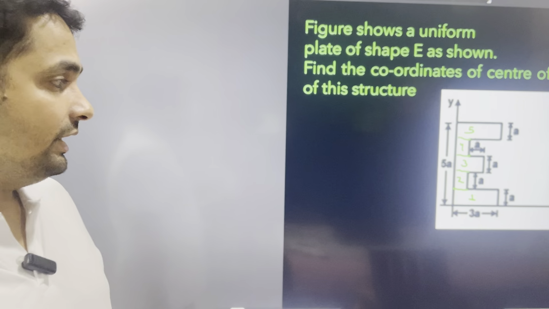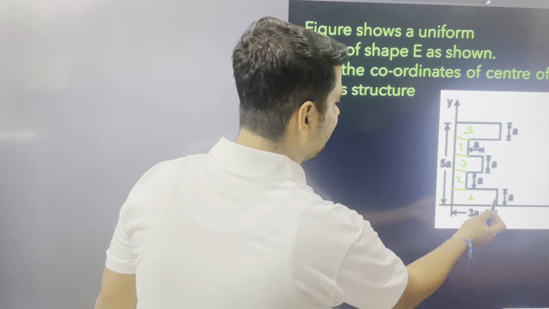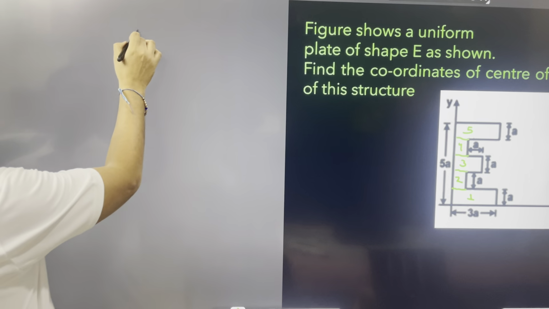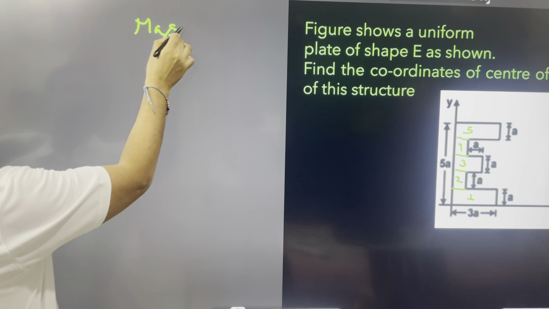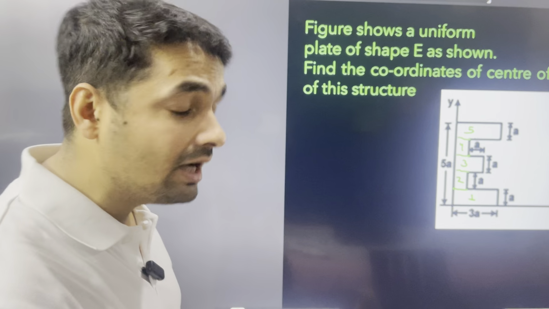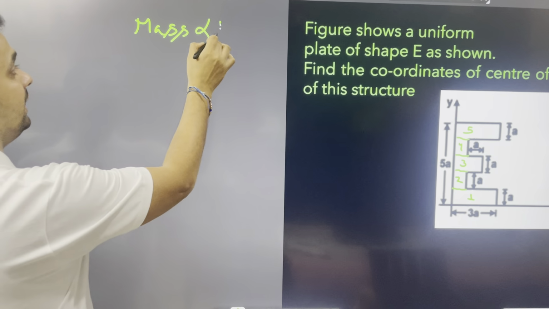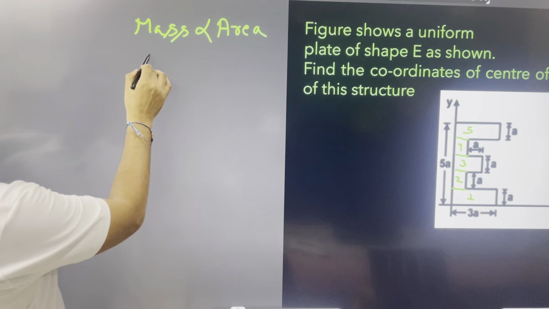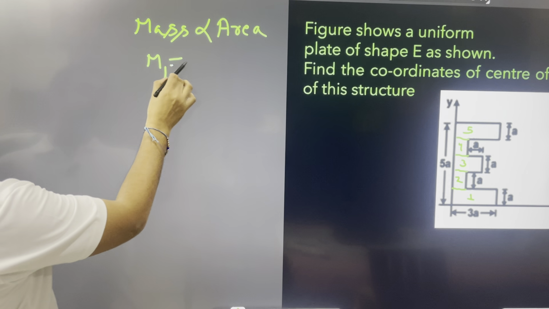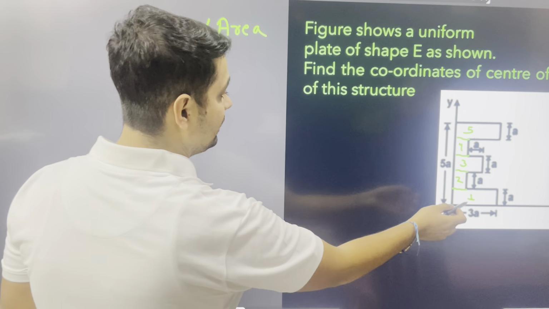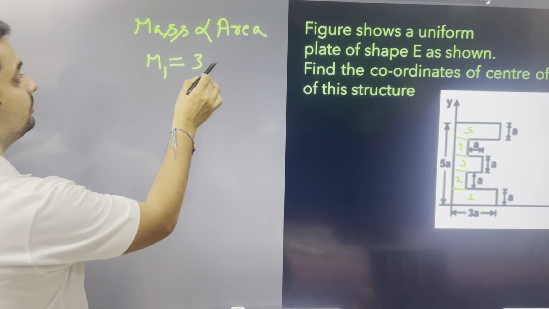Okay, so see here, first part, what is the area of this? A into 3a, that is 3a square. Here you should understand that it is a laminar, two-dimensional body with uniformly distributed mass over the area. So mass is proportional to area. First we will find the M1 mass. M1 is proportional to area, so I can write 3a into a, 3a square.